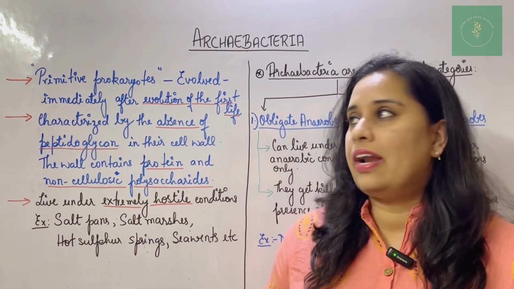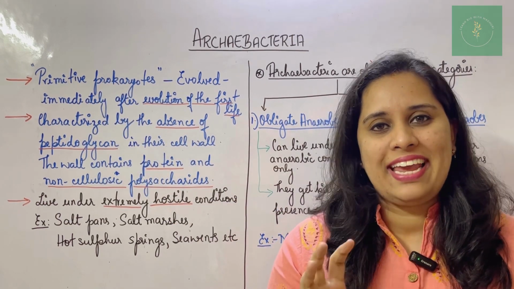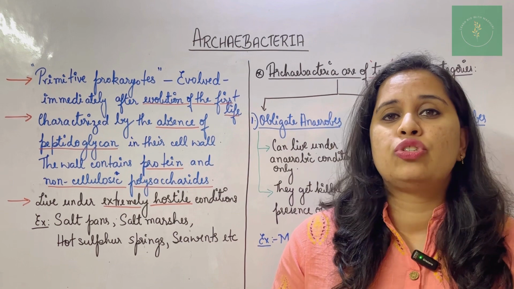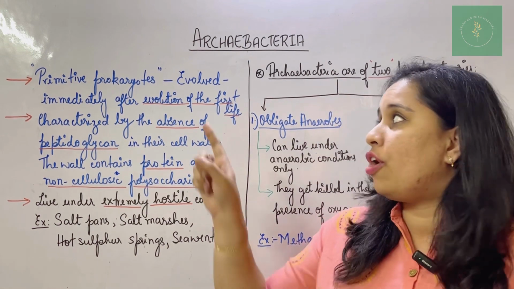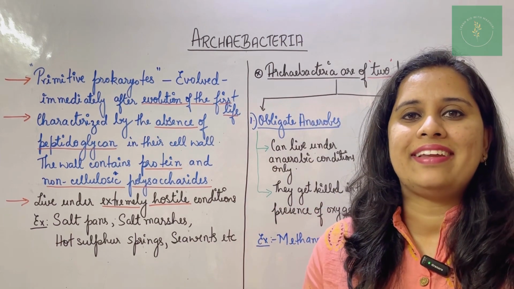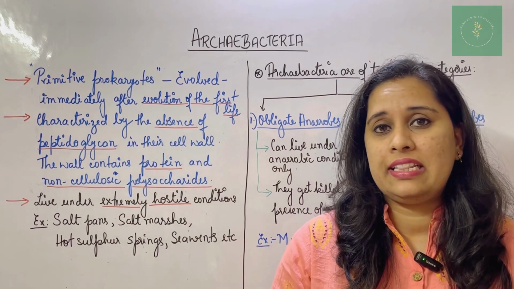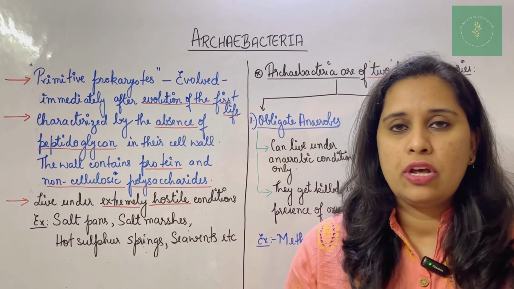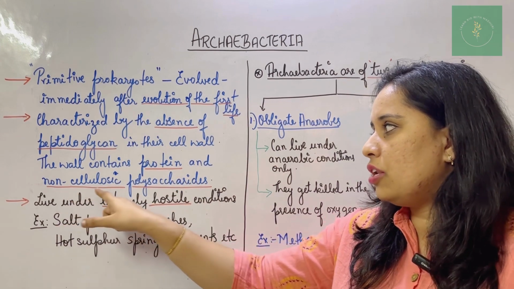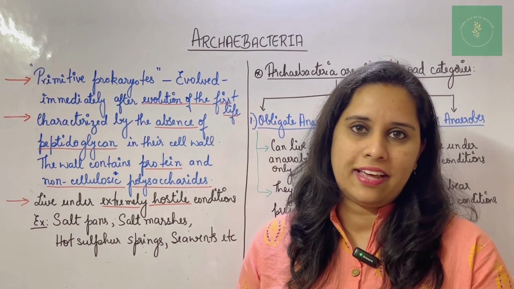Archaebacteria are commonly called primitive prokaryotes. Why primitive? Because these are tiny or very small organisms. These were believed to evolve soon after the first evolution of life. Archaebacteria is very importantly characterized by the absence of peptidoglycan, which is present in the cell wall. Here it is absent. So what is present here? Mainly protein as well as non-cellulosic polysaccharides are present in the cell wall of the Archaebacteria.